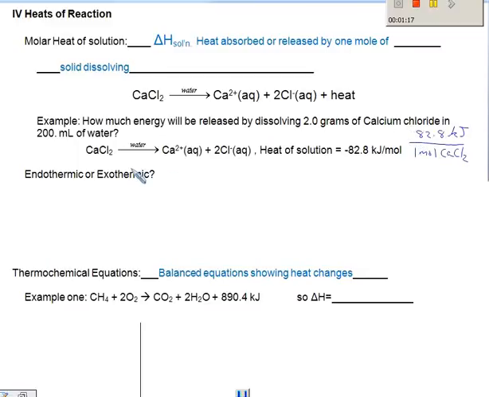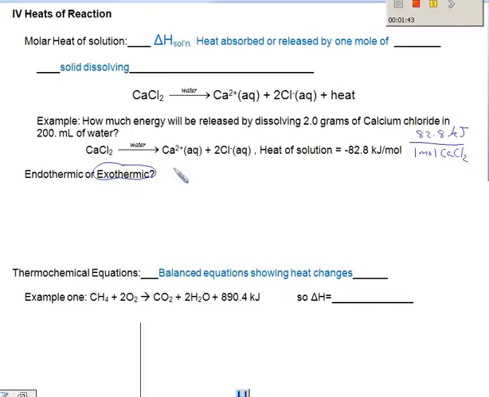Now, a quick question here. Since we were releasing heat, is this reaction endothermic or exothermic? Well, remember, if we're throwing heat off, it is an exothermic reaction. So this is an exothermic process.